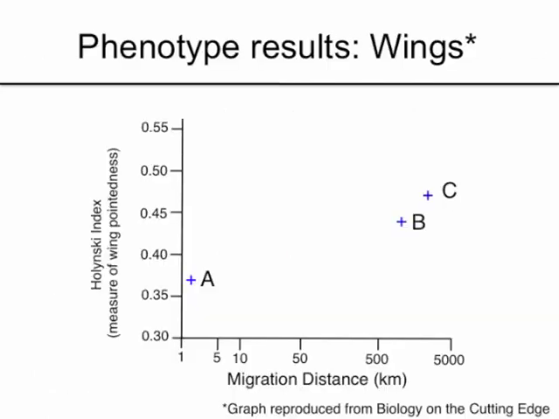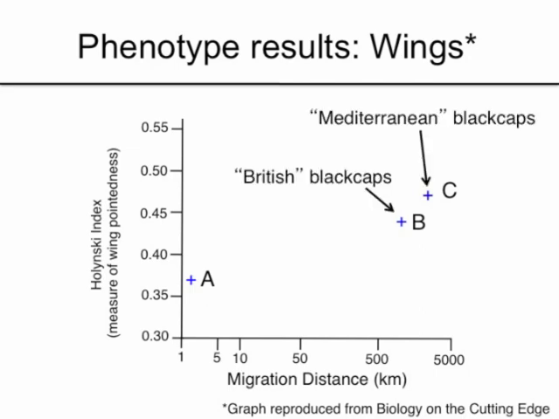So here is a plot of the migratory distance of the different birds and wing shape. The Hoyinski index is a measure of wing pointedness, and they found that groups A, B, and C all differed in their wing pointedness. Group A had the least pointed wings, B had rounded wings but a little bit more pointed than A, and C had very pointed, long wings.